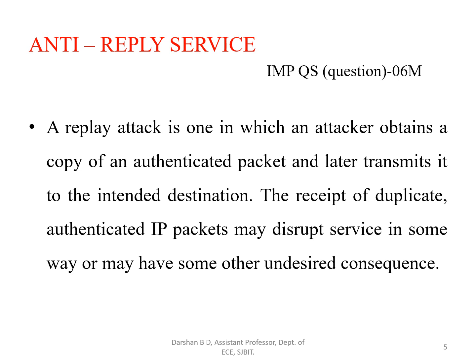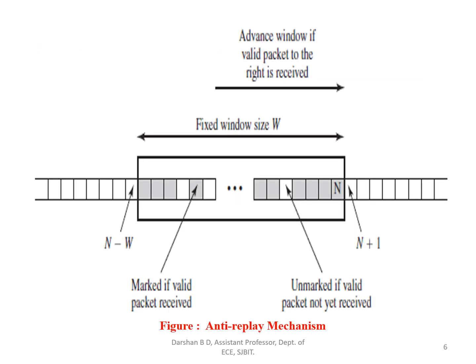Next is the anti-replay service. A replay attack is one in which an attacker obtains a copy of an authenticated packet and later transmits it to the intended destination. The receipt of duplicate authenticated IP packets may disrupt service in some way or may have some other undesired consequences. So consider the anti-replay mechanism. The sequence number field is used to thwart the replay attack. In the figure, the marked slot means a valid packet is received, and unmarked means the packet is not yet received; the shaded one is valid and the white one is unmarked.